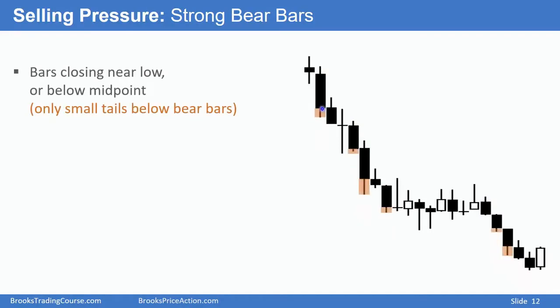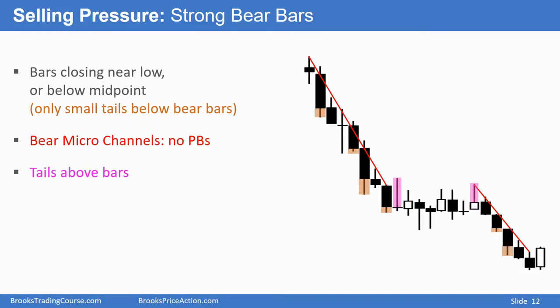And when there is a tail below a bear bar, I want the tail to be small. I want very little buying into the close of the bar. I want the bears to own the bar right into the close. Also, no pullbacks. So here we have about 8 or 9 bars where every high is at or below the high of the prior bar. So it's a bear microchannel. That's a sign of relentless selling.